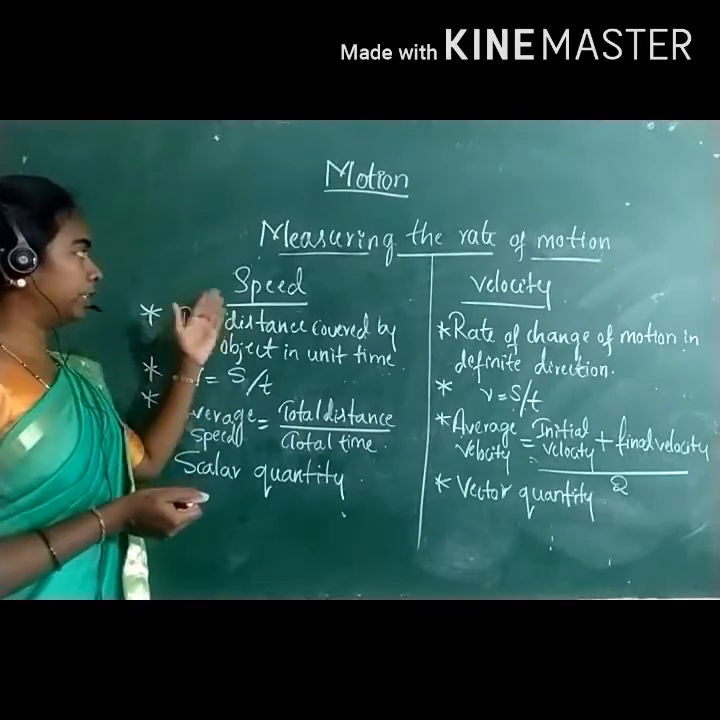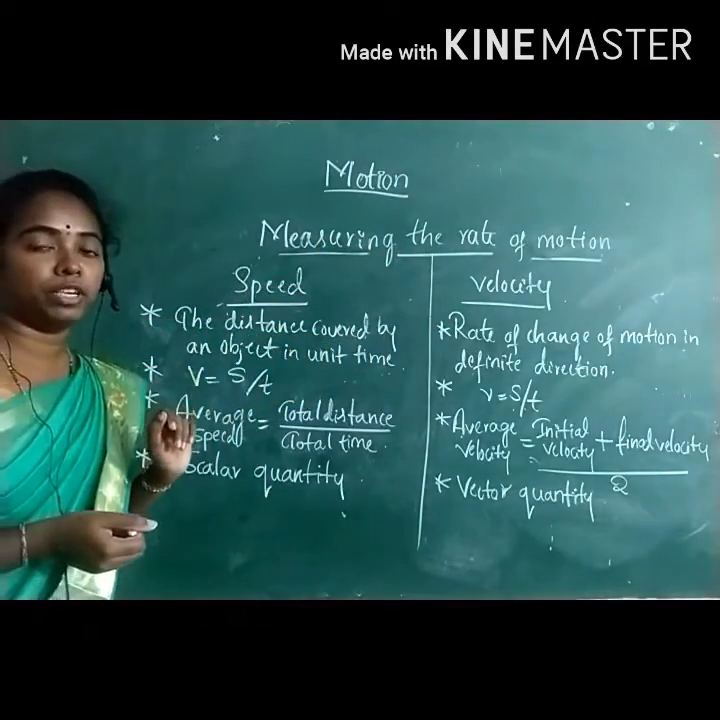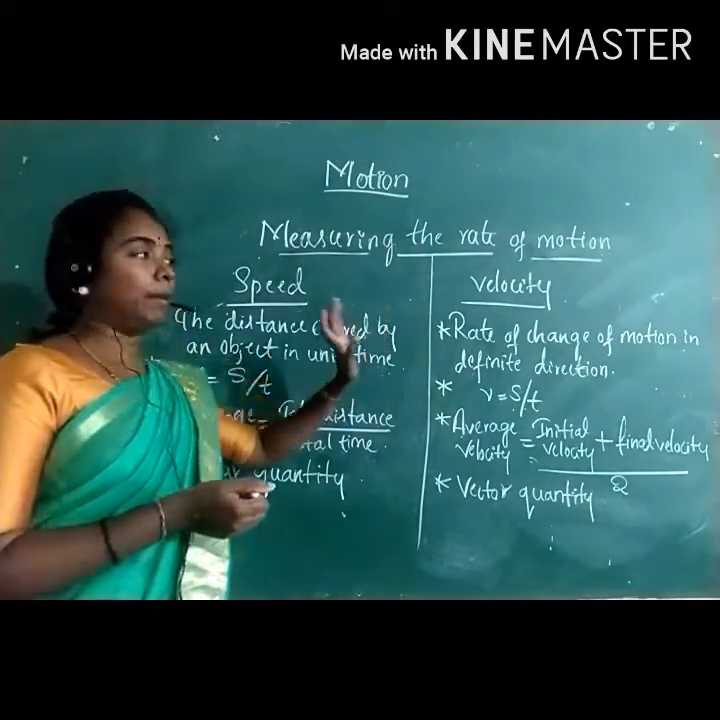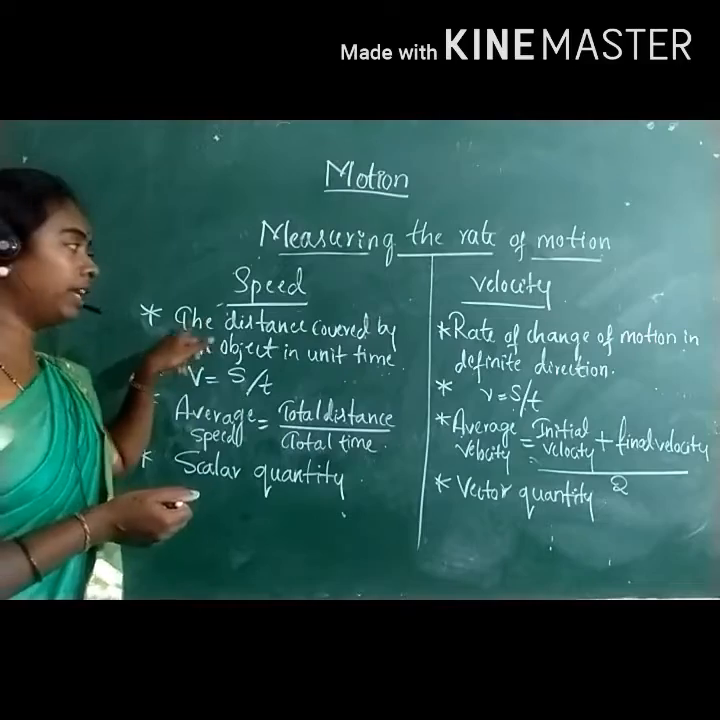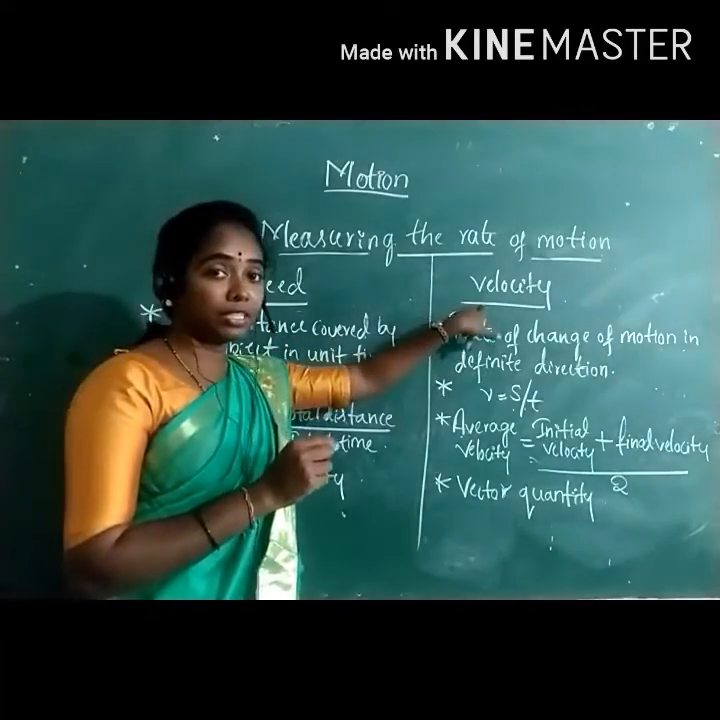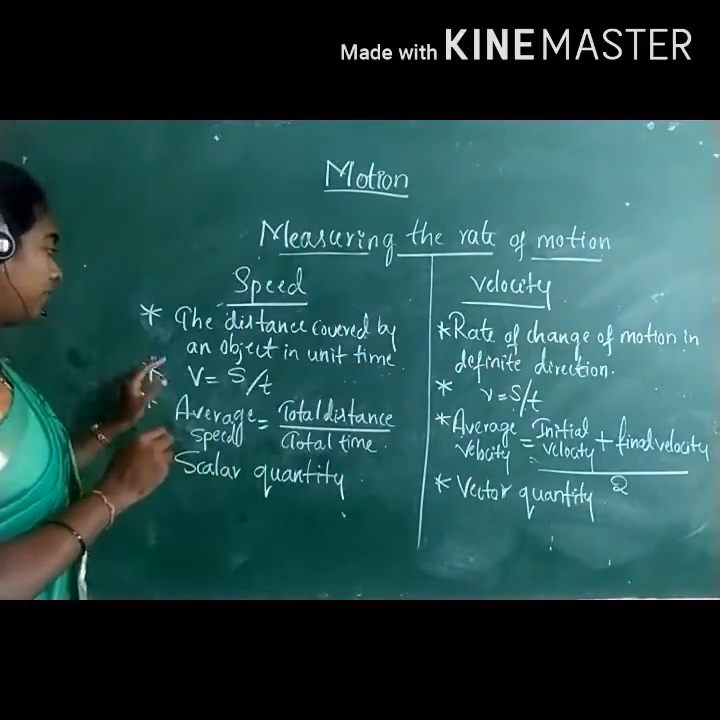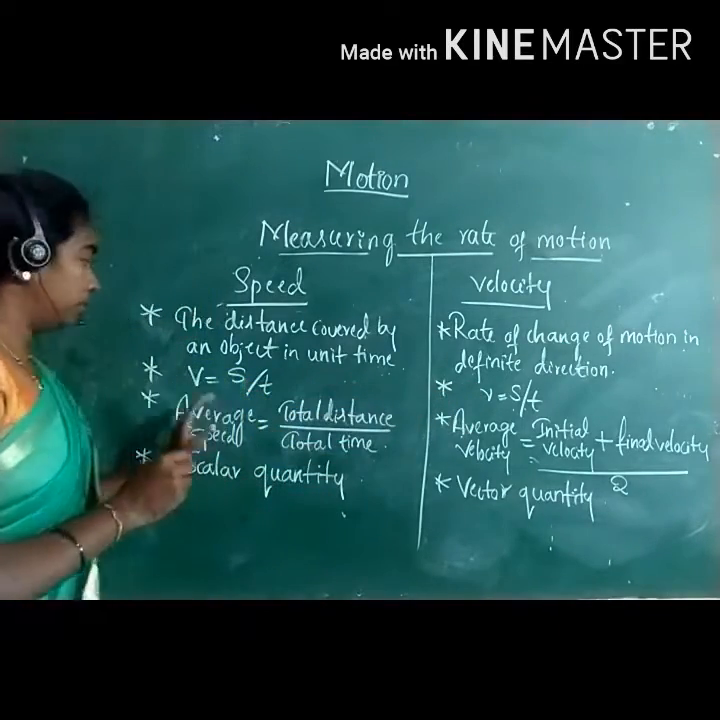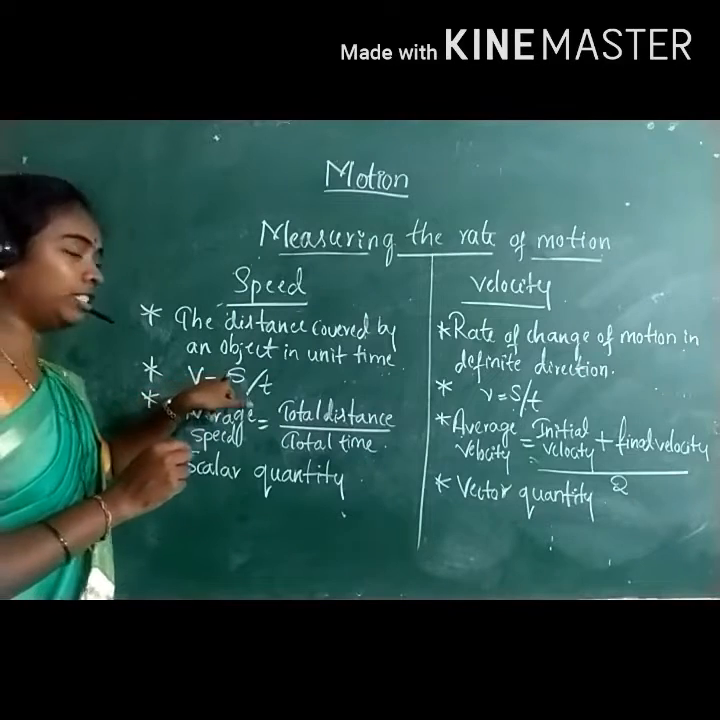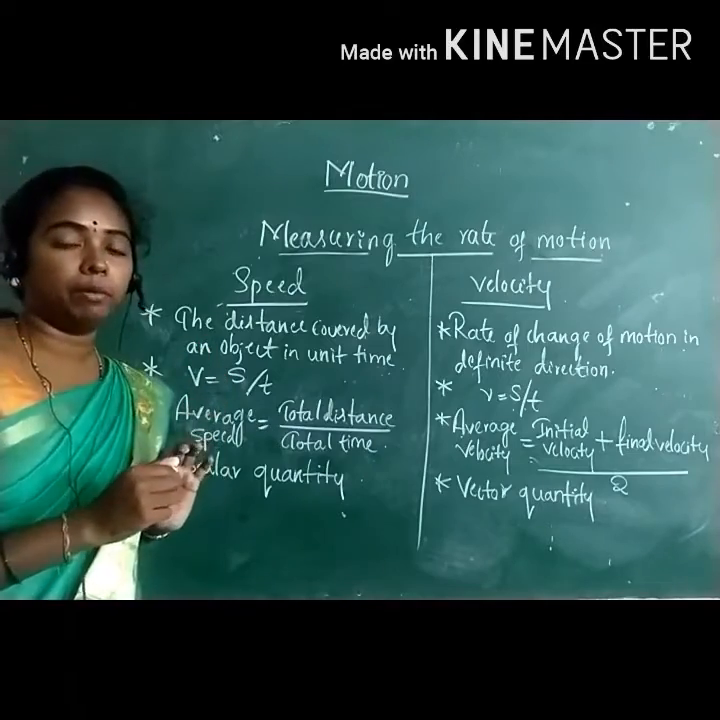Students, let us continue with measuring the rate of motion. How are we going to measure? We use two physical quantities, speed and velocity. Coming to their definition, speed is the distance covered by an object in unit time, whereas velocity is the rate of change of motion in a definite direction. Here we have the same formula, so don't get confused by that. Here V is speed, S is distance, T is time. So speed is equal to distance travelled divided by time.